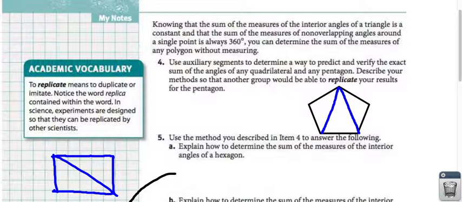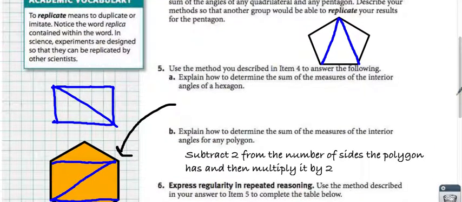So you can see here I've drawn a pentagon, and I have created the auxiliary segments from the top point. It says they can't overlap, so that's why I drew in one here and here. Now if I change the color and go from a different point, I could form one here and one here, but we don't want any overlapping. As you can see, we have created 3 triangles. Since we know that the sum of a triangle is 180, if we take 180 times 3, that gives us the 540 for the pentagon.